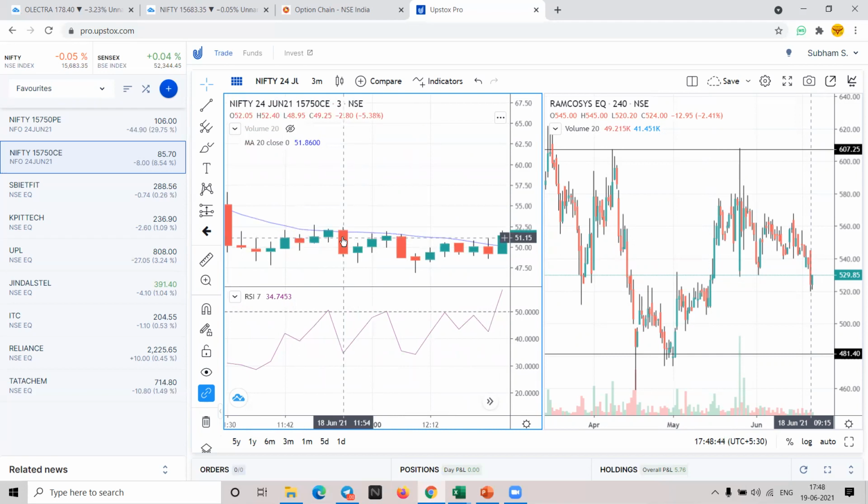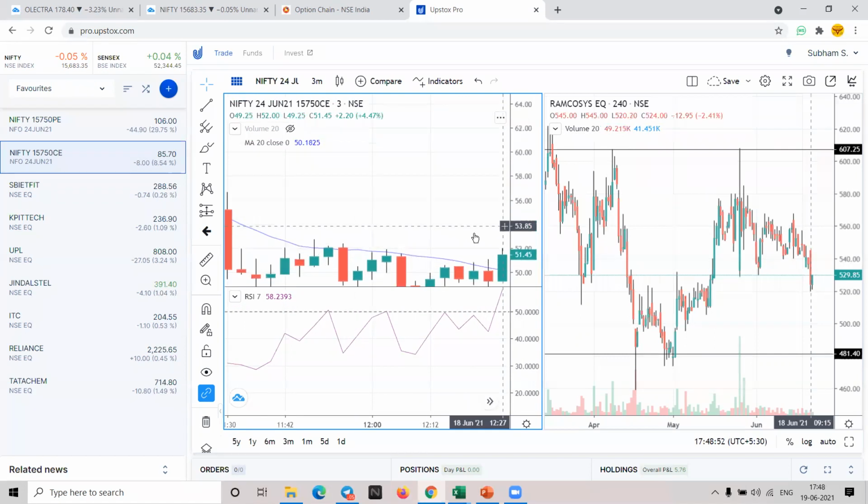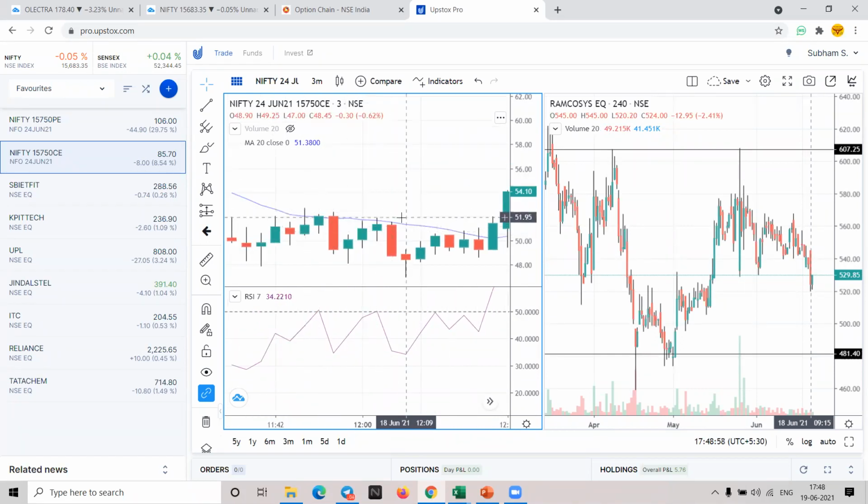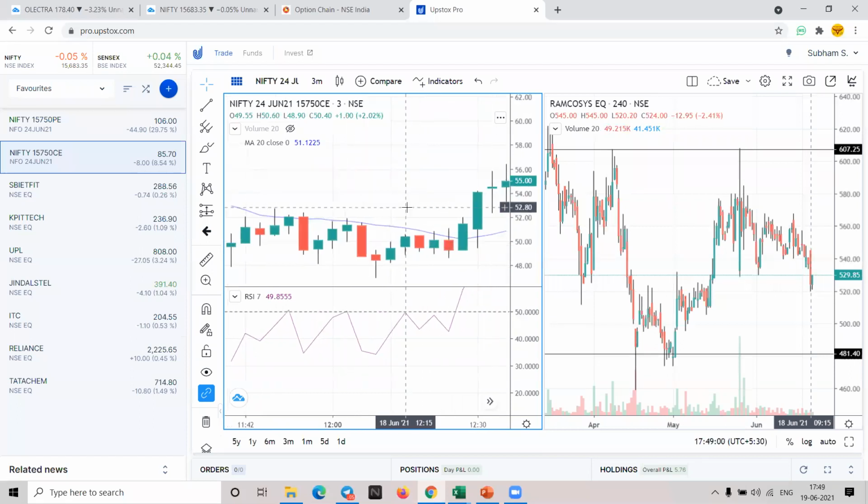This is not an entry because this is not a block candle. Here also there is a candle, but it has an upper shadow. Here it looks like a block candle, but if you look at this moving average, it has become almost very flat. When the moving average is becoming flat, be careful. If you take this entry also, exit with a small loss.